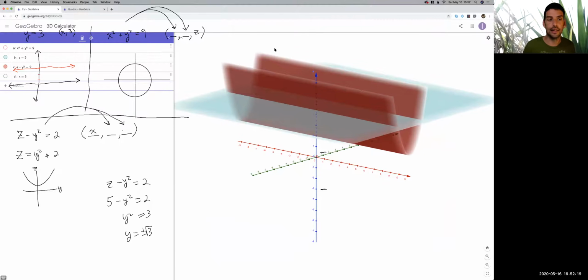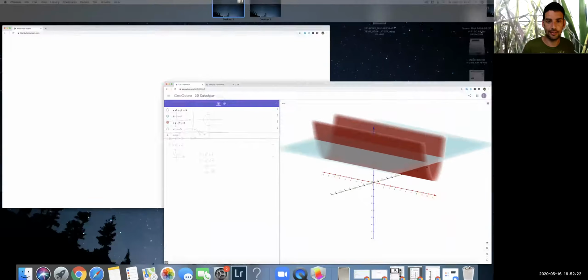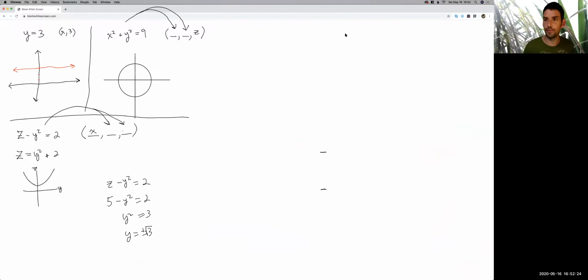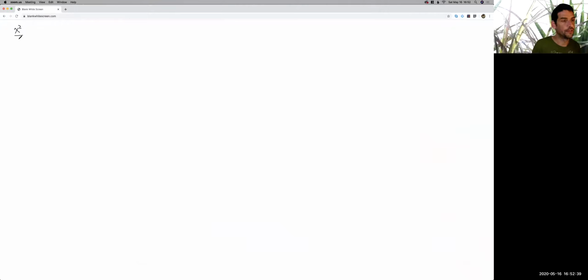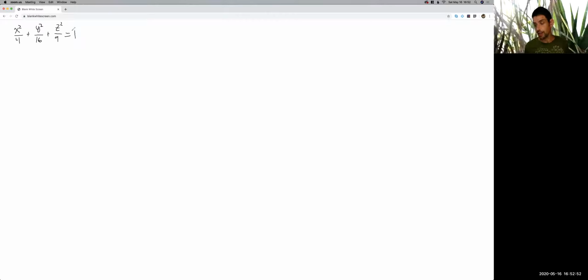Okay, let's complicate things a little bit. Let me erase what we've got and start with something clean. There we go. All right, let's look at a more complicated sort of equation. Let's look at x squared over 4 plus y squared over 16 plus z squared over 9 equals 1. Okay, so now we don't have this feature where we have one variable gone.